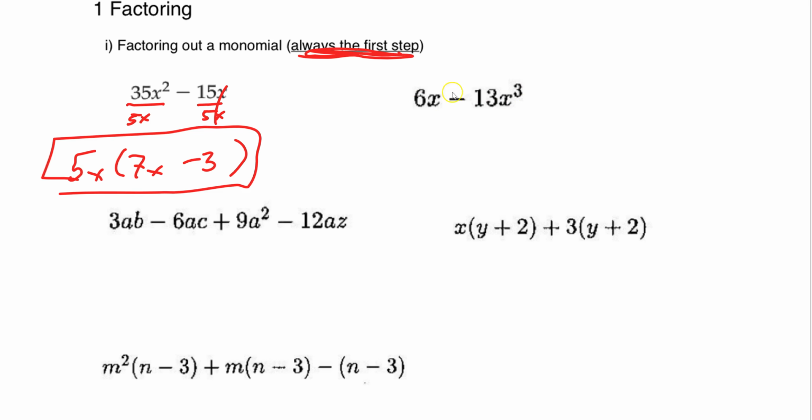Right, go to this one. And the only thing they have in common is an x. So you pull the x out. And you're dividing by x. You divide that by x, you just get 6. You divide that by x, you get 13x squared.